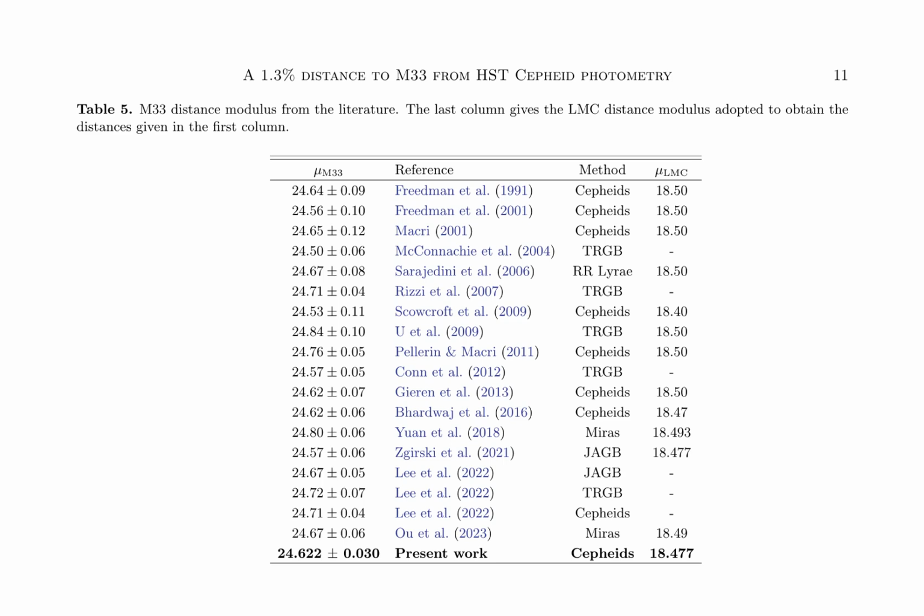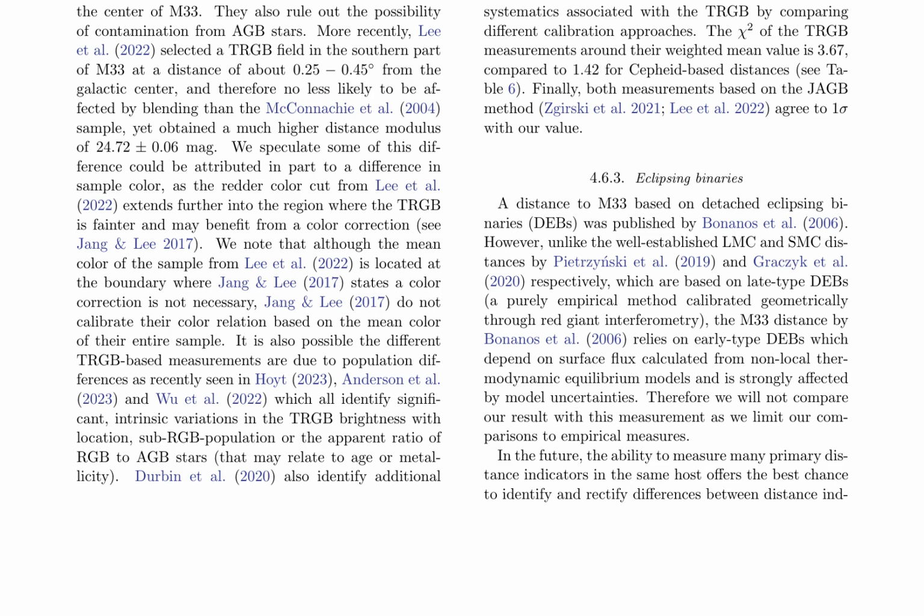The weighted mean distance modulus for Cepheids is 24.644 with a 1.08 mag standard deviation, while TRGB and JAGB indicators yield mean values of 24.639 and 24.625 mag, respectively, with higher standard deviations. Miras-based distances have a mean of 24.721 mag and a standard deviation of 2.24 mag.